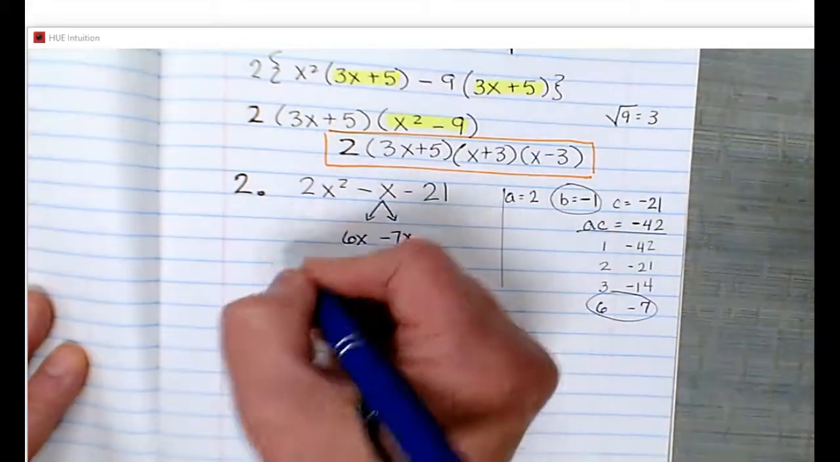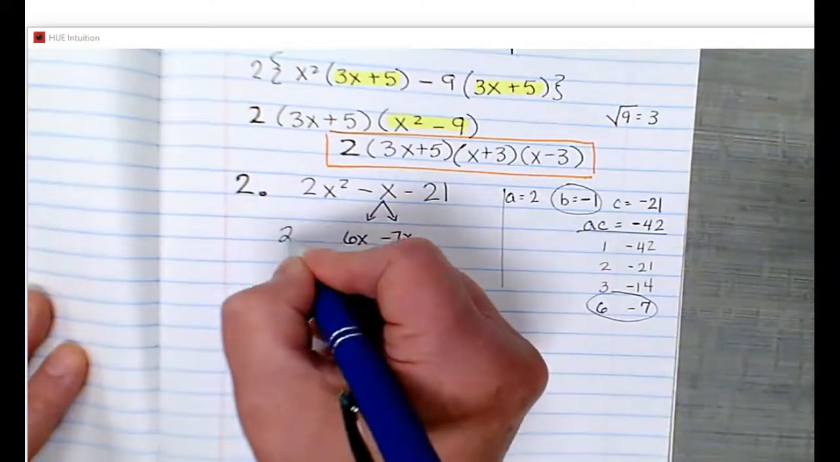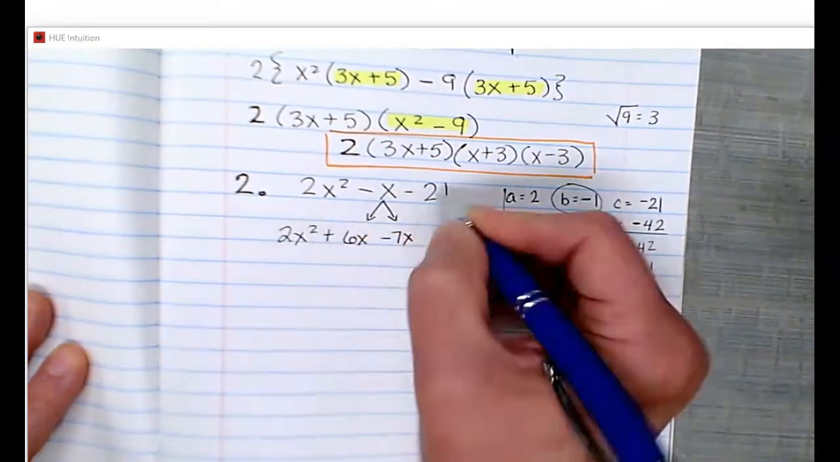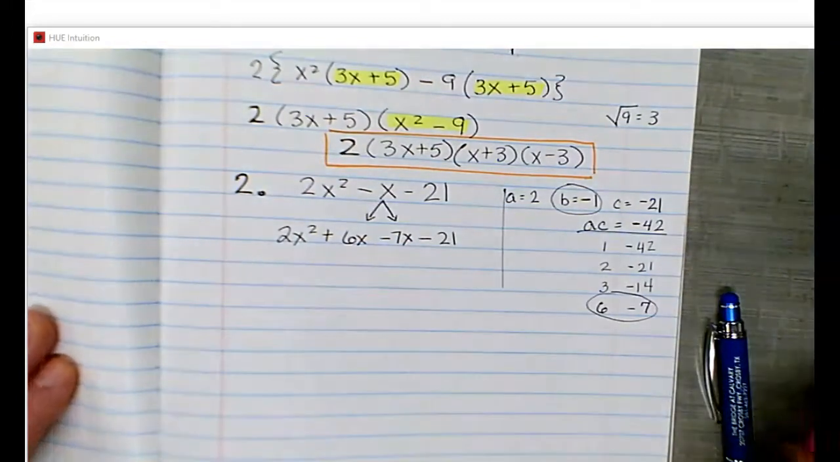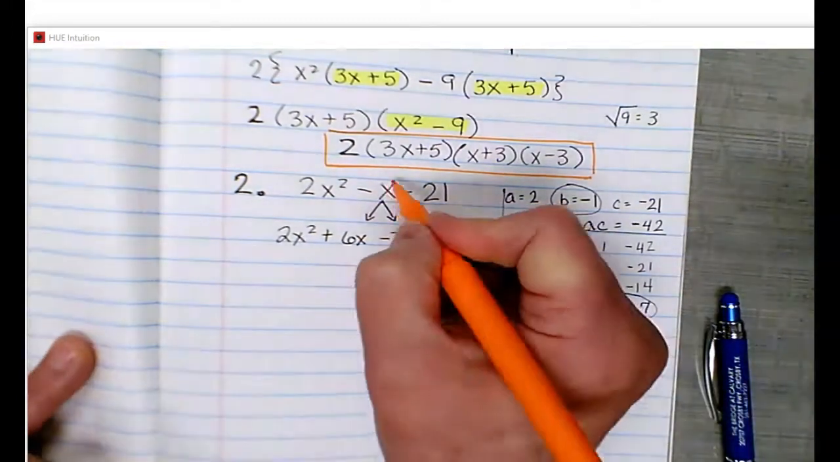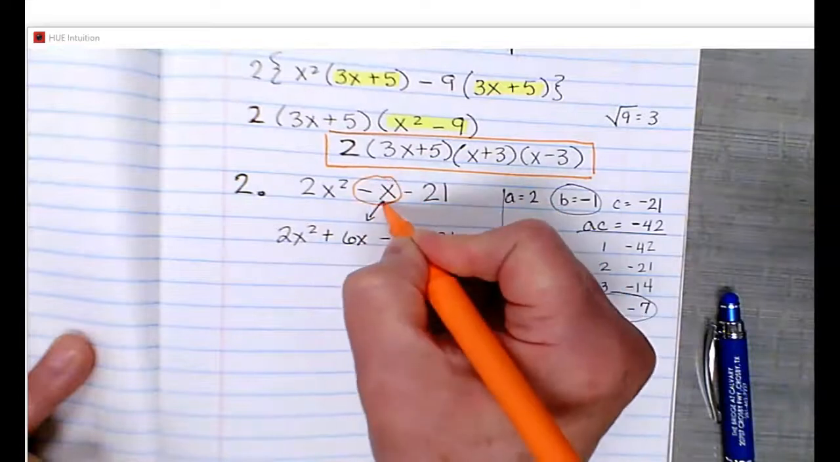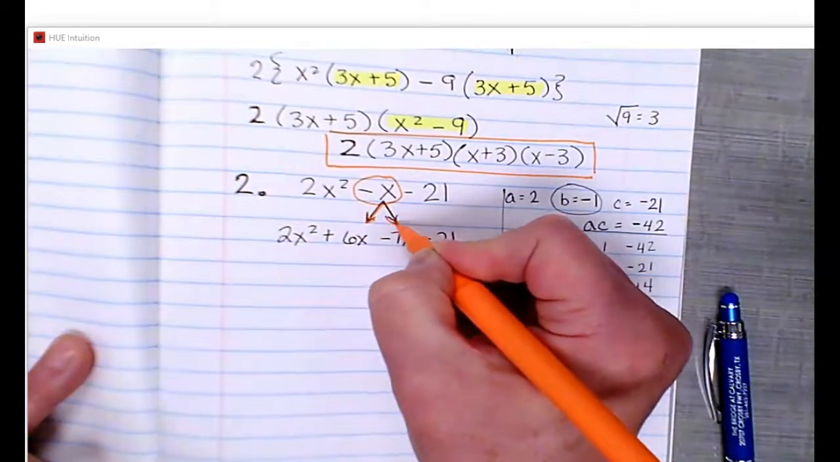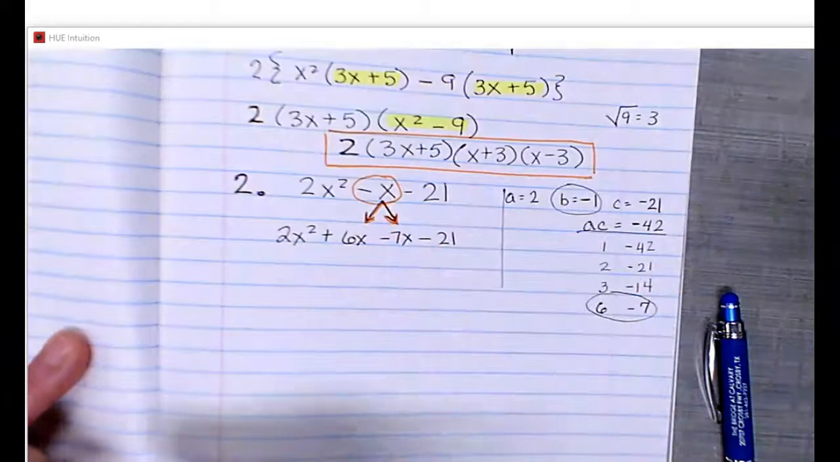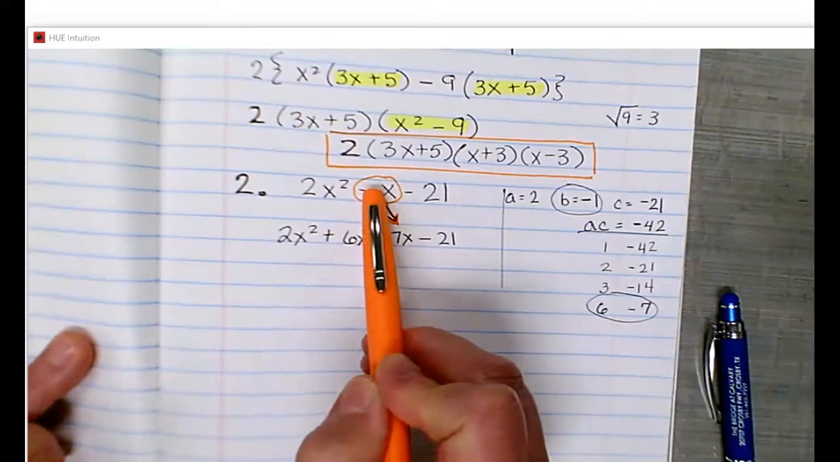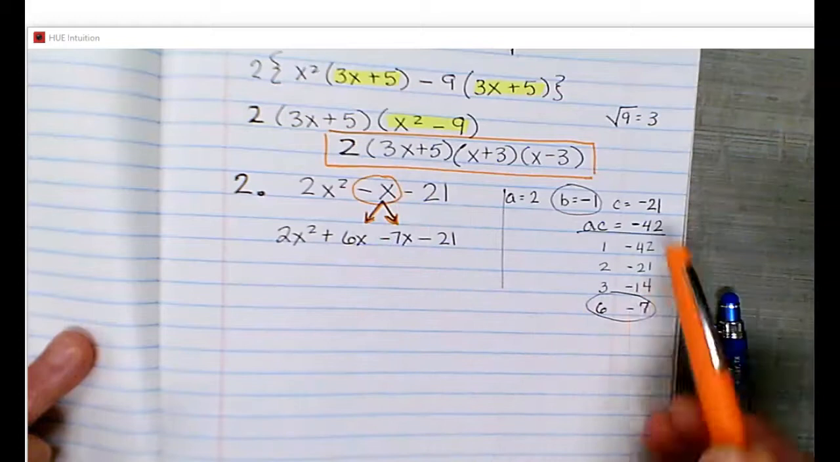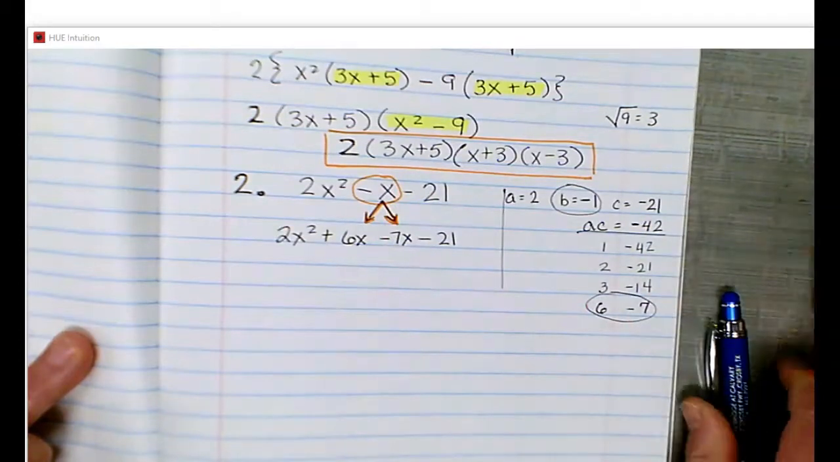And I haven't done anything with the 2x squared. It has to come down, and the negative 21 has to come down. What I have done is I have replaced this with these two terms. These two terms have to add together to equal that, and they have to multiply together to equal the AC.